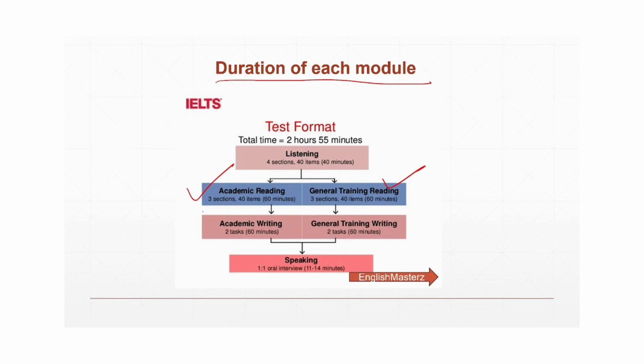Now see, academic reading consists of 3 sections and 40 questions for 60 minutes. This will remain the same for general and academic both. Reading has 3 sections, 40 items, that means 40 questions, and a 60 minute time duration. Whether you give general or academic, the time and the pattern would be the same, only the passages would be different and some of the questions would be different.